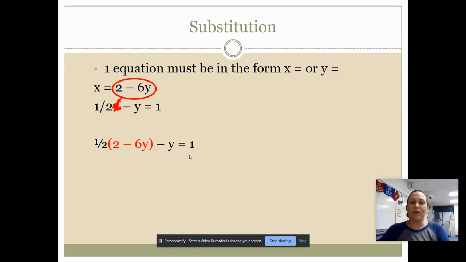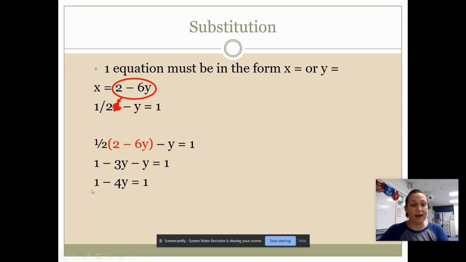Now that I have an equation with only the letter y in it, I'm going to go ahead and solve for y. In this problem, I'm going to start with distributing. When you multiply something by 1/2, it's the same as dividing by 2. So I'm essentially going to be dividing by 2. Next, I personally like to combine like terms. So I will be combining together my negative 3y and my negative 1y, which makes negative 4y's.